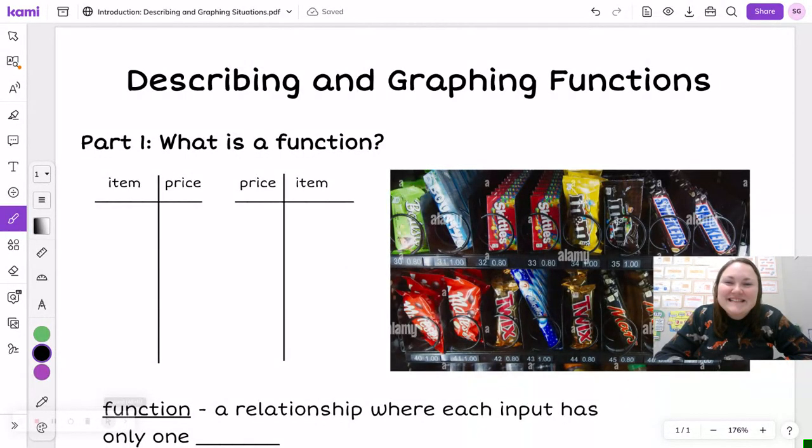Hi algebra students, this is our introduction video for our lesson describing and graphing functions. This is our first lesson for our unit on functions, so a good starting point is what is a function?